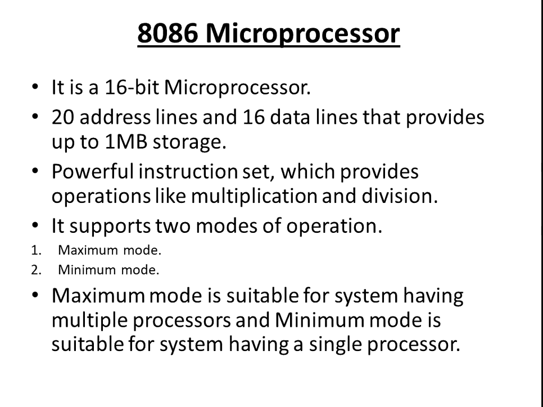Today we will discuss register organization of 8086. Before going to register organization, we will discuss some features of the 8086 microprocessor. So 8086 is a 16-bit microprocessor. It has 20 address lines and 16 data lines that support up to 1 megabyte of storage.